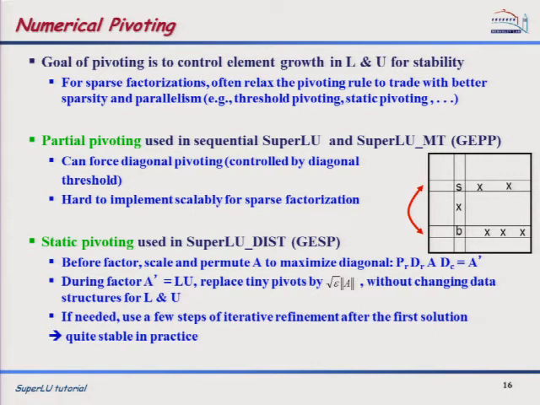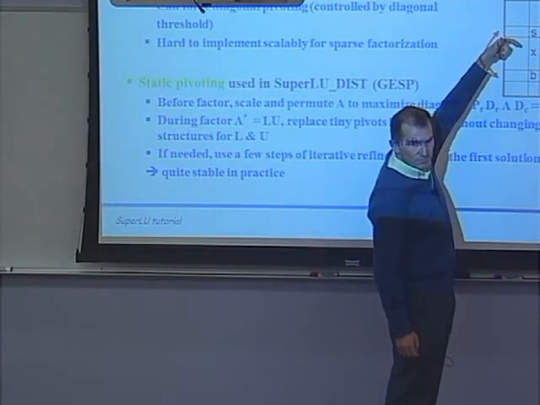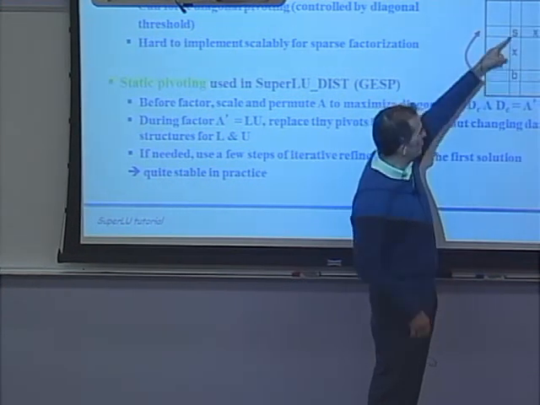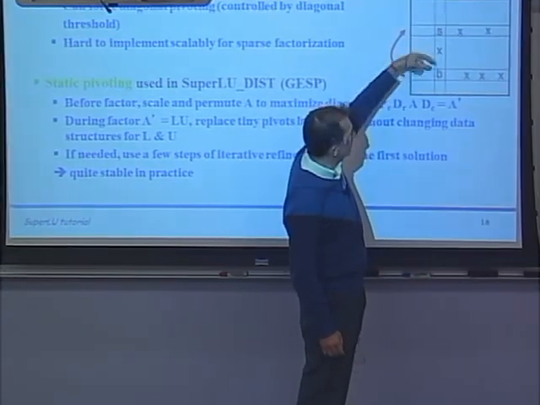In order to try to control this or to prevent that from happening, what we can do is swap rows. For example, if this is a small number and this is bigger, we swap these rows, and instead of doing the factorization here, we proceed with this.